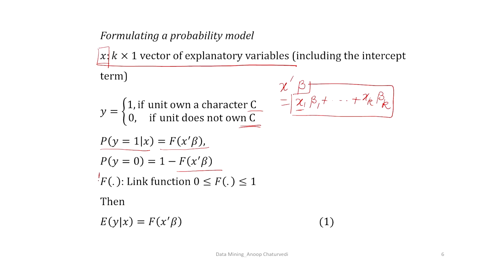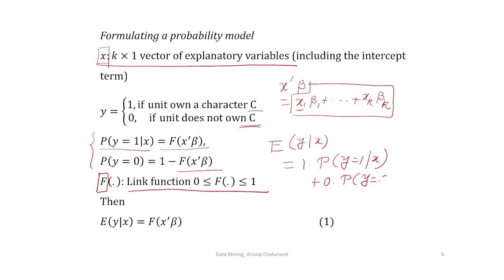Here this f is called the link function, and this link function usually takes values between 0 and 1, because this is a probability and probability should take value between 0 and 1. Then expectation of y given x is equal to, how do you get expectation of y given x? This is 1 into probability y equal to 1 given x plus 0 into probability y equal to 0 given x. So, this is equal to probability y equal to 1 given x, which is f of x transpose beta.